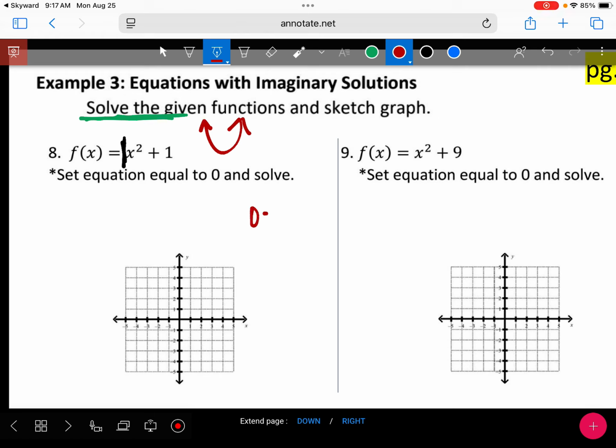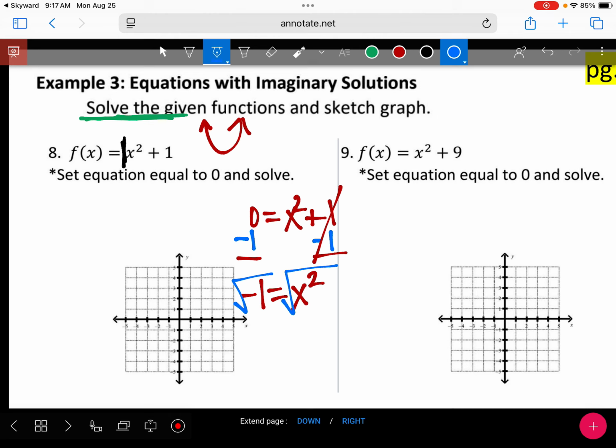All right, so we have 0 equals x squared plus 1. First step, subtract 1 from both sides. And then we're going to take the square root. And what did we say the square root of negative 1 was? i. So because I'm solving it, I want you to put the plus minus though.